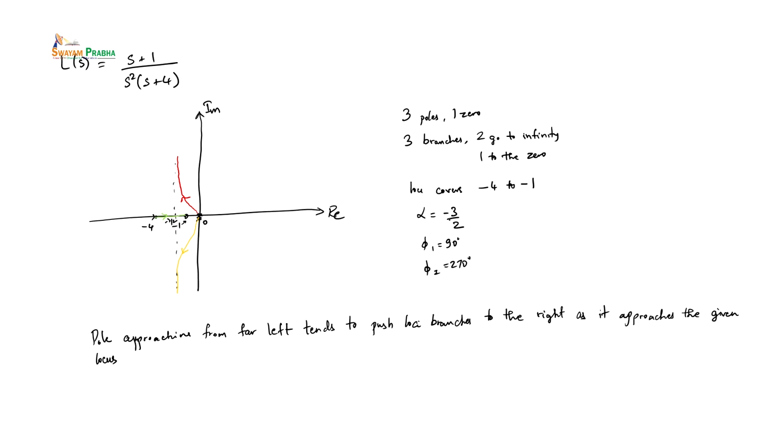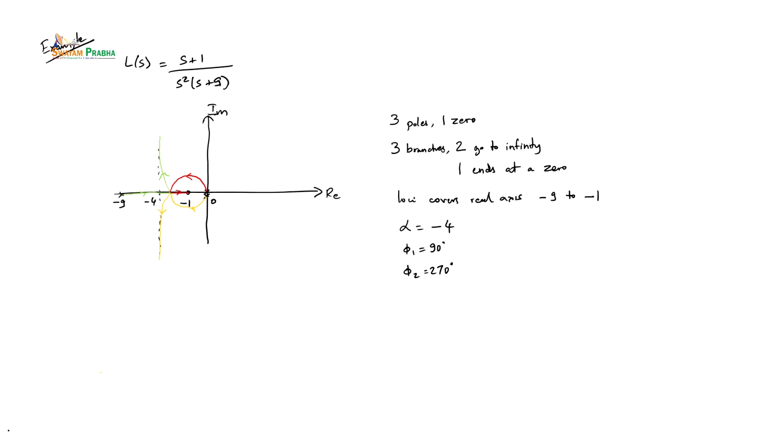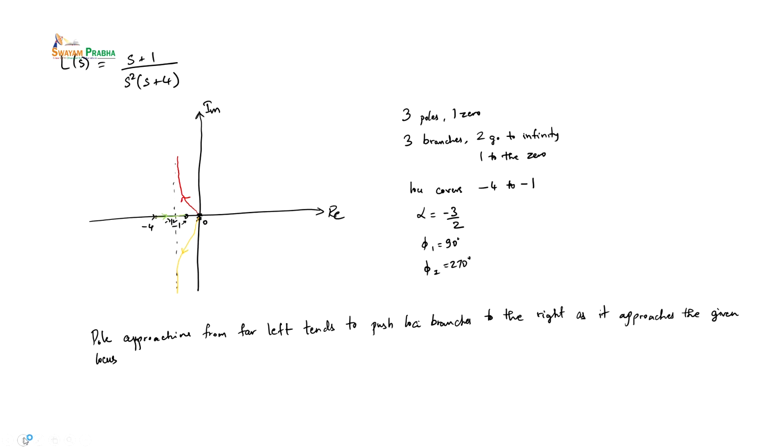This is because shifting the pole from minus 9 to minus 4, that is from the left towards the right, has shifted the branches of the root loci rightwards, and this is because of the expression for alpha, which depends on the pole location. So alpha has changed from minus 4 to minus 3 by 2, and based on this we can come to this conclusion.